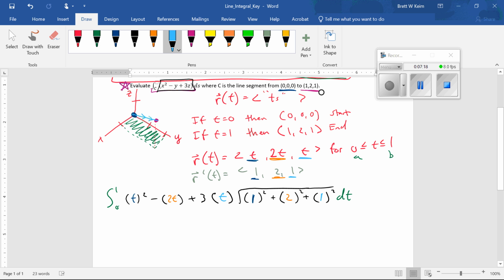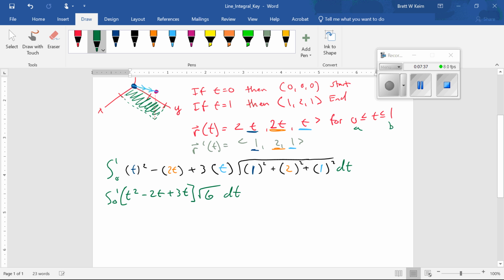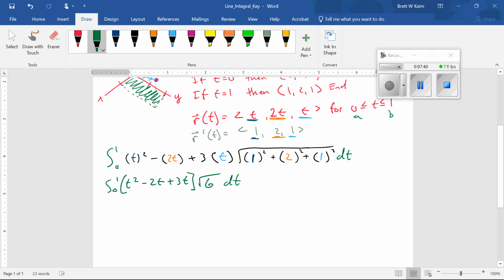And from here, now we just need to simplify this a little bit. This would be t squared minus 2t plus 3t times the square root of, well, that's 1 plus 4 plus 1. Oh, that's just 6 here, and that's dt. I feel decent there, right? I can simplify this maybe even a little bit more. I can take out the square root of 6 as it doesn't have any variables in it. t squared, negative 2t and 3t would make a positive t, then dt.